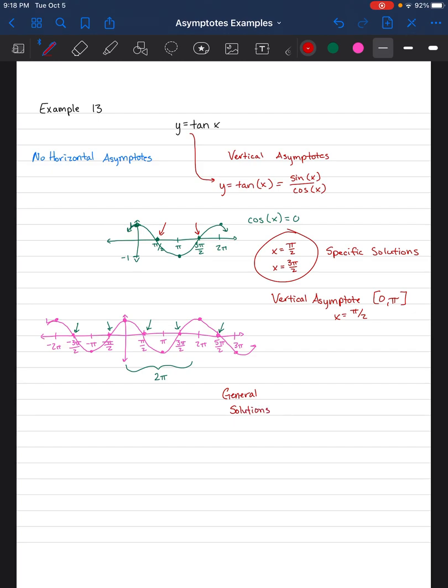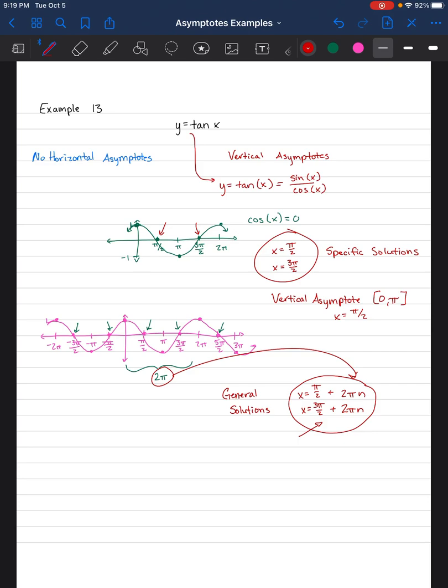What I can do is take those specific solutions at pi over 2 and 3 pi over 2, and add in that period of 2 pi. So I'll write it as 2 pi times n. The n can be any number we want, like 0 or 1 or 2 or -3. It can be any integer, because it could be negative. That's how I'm going to write general solutions. If I wanted to write down all infinite possible vertical asymptotes, I couldn't sit down and do it unless I had a bit of a shortcut, a bit of a trick to it.